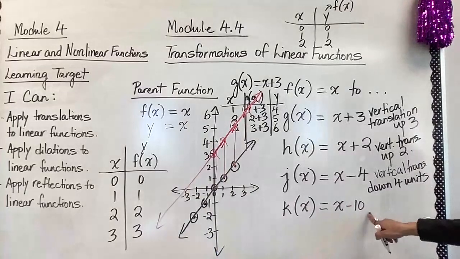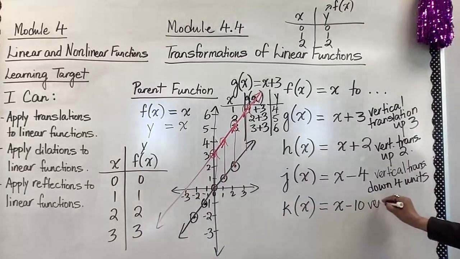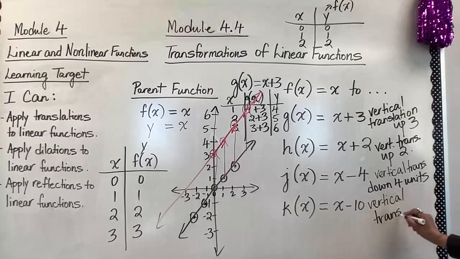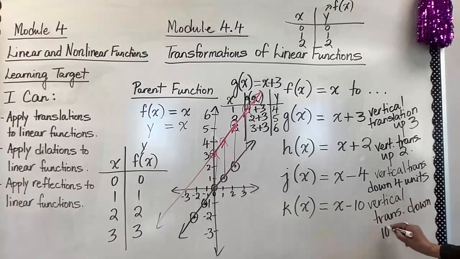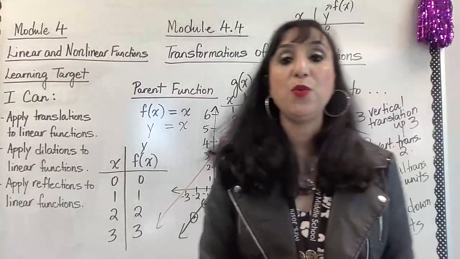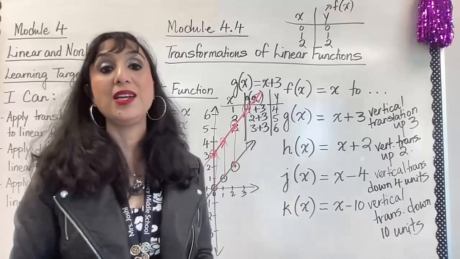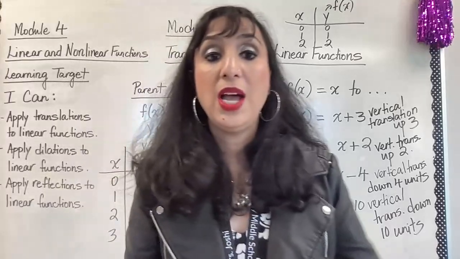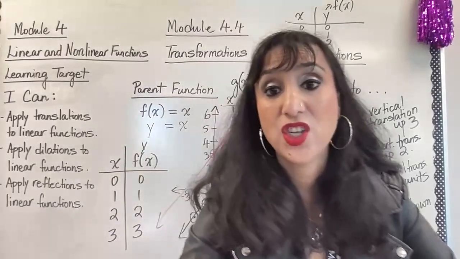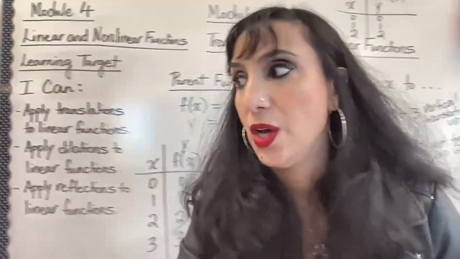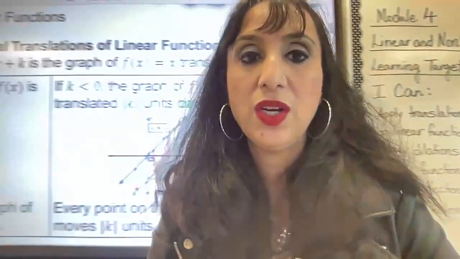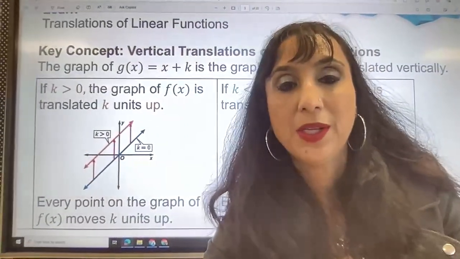Okay, let's look at this one. This is also a vertical translation down. How many units now? Minus 10. Down 10 units. So this is basically what vertical translation means. So I just wanted to plug those values in for it to be clear to you as to what vertical translation means, up or down. So we are going to look at some more examples.